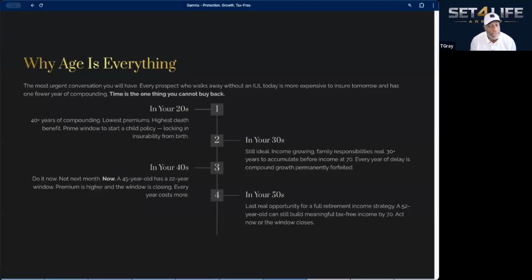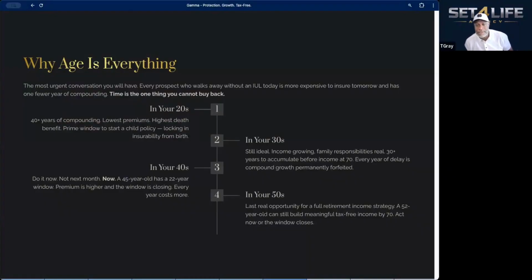If you're in your 30s, you're still good, right? You still got a good time, but the clock is ticking. If you're in your 40s, you have to do it now. You can't wait, not next month, right this second. If you're 45, you got a 22-year window. The premium is higher, the cost of insurance is going up, and the window is closing. It's kind of like you think about one of those movies where they're trying to get out of a room before the door slides shut. And you got to slide underneath it. That's in your 40s. That's you.